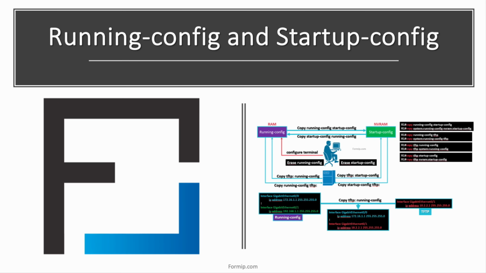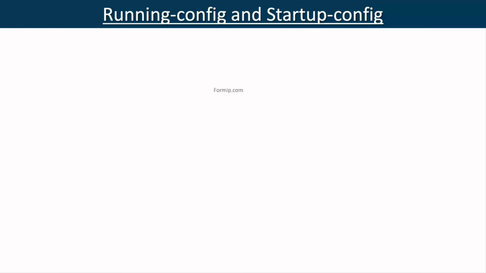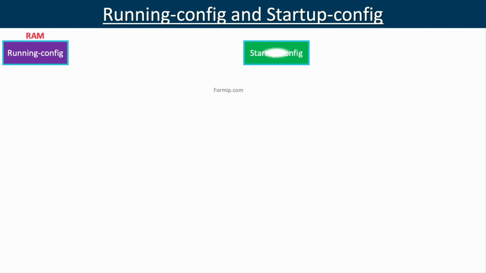Running config and startup config. When a router is about to start, it will get its configuration, either on a TFTP server or from the NVRAM. The running configuration file, which is more commonly known as the running config, is stored in RAM. And the startup configuration file, which is called the startup config, is stored in the NVRAM. It is possible to copy these conf files to a TFTP server, which is very useful just before making a change, so that you can restore it in case of a problem.